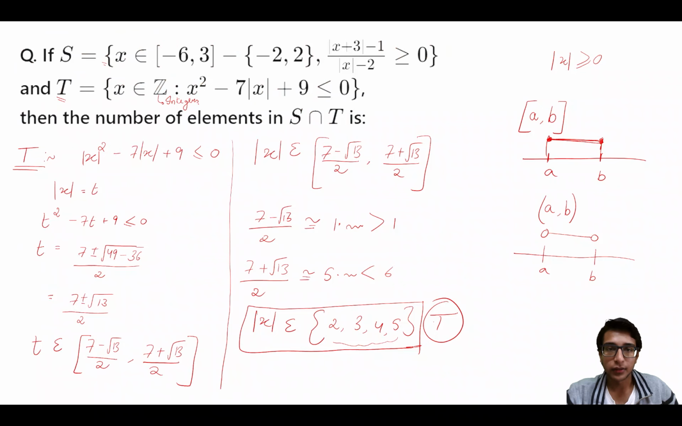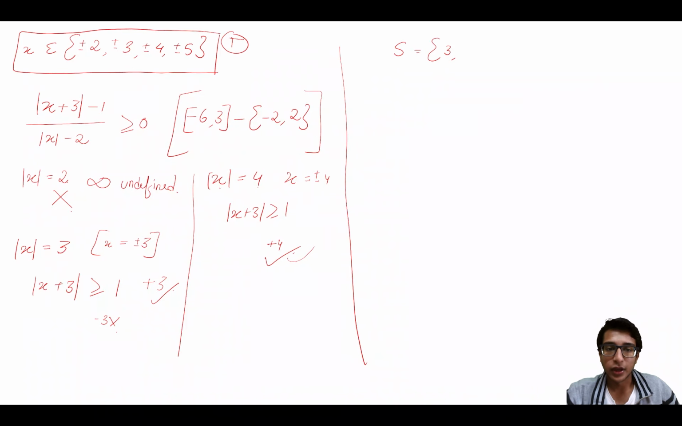So if I put modulus x as 4, modulus x would be equal to 4. That means my x can be plus minus 4. So if I put plus 4 here, it is going to come out to be 7. However, plus 4 cannot be taken because plus 4 is not included in this set, right?